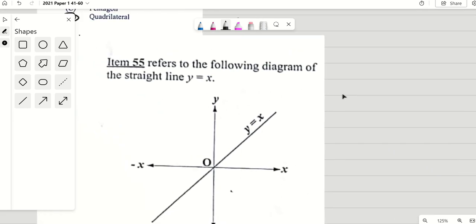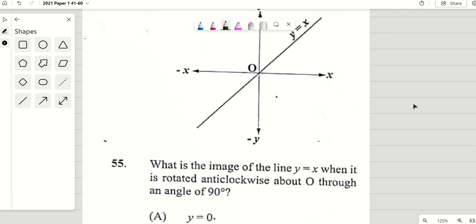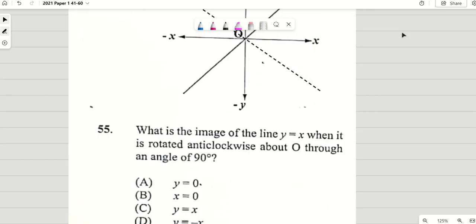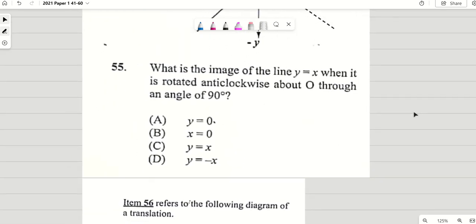Item 55 refers to the following diagram of the line y equals x. We did this question already. What is the image of the line y equals x when it is rotated anti-clockwise about O through an angle of 90 degrees? So my new line is going to be like this one that I'm drawing right here. Now, you can use the process of elimination.